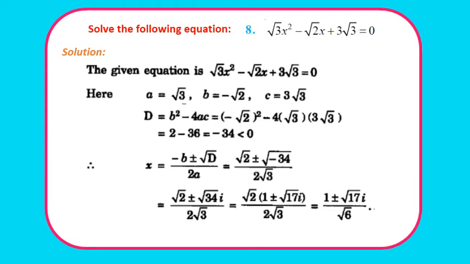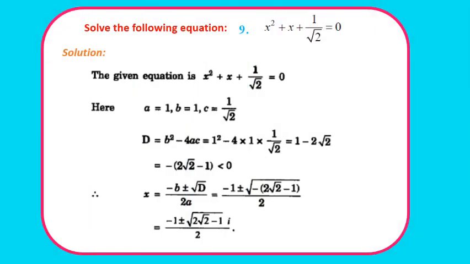Putting these values in the quadratic formula, x = (−b ± √D) / 2a, which gives (√2 ± √−34) / 2√3. Now this √−34 can be written as √34 × √−1, and √−1 equals i. Therefore we get (√2 ± √34 i) / 2√3. Simplifying, we can take √2 common, which will be √2(1 ± √17 i) / 2√3. So we get (1 ± √17 i) / √6. Clear? So pause and note down the solution.